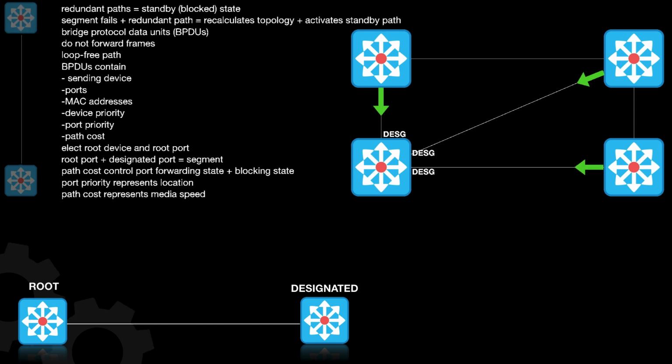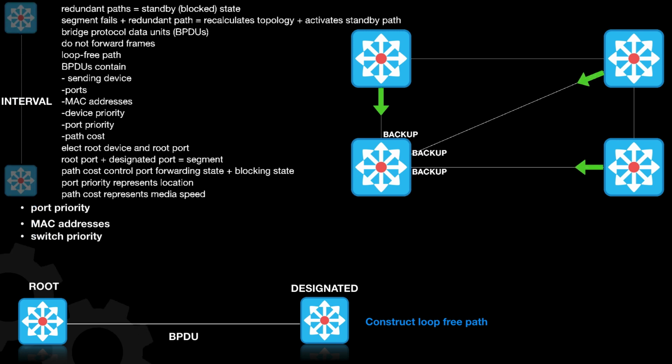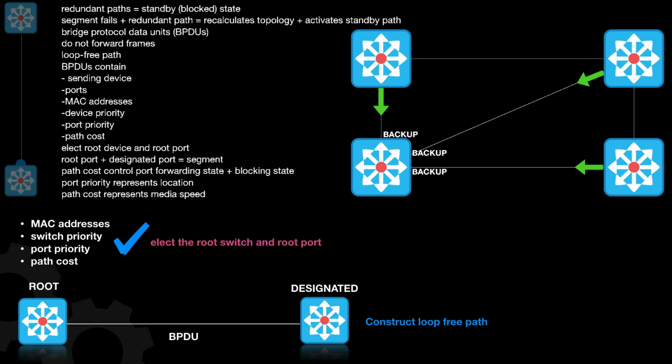Switches send and receive spanning tree frames, called Bridge Protocol Data Units, BPDUs, at regular intervals. The switches do not forward these frames but use them to construct a loop-free path. BPDUs contain information about the sending switch and its ports, including switch and MAC addresses, switch priority, port priority, and path cost. Spanning tree uses this information to elect the root switch and root port for the switched network and the root port and designated port for each switched segment.